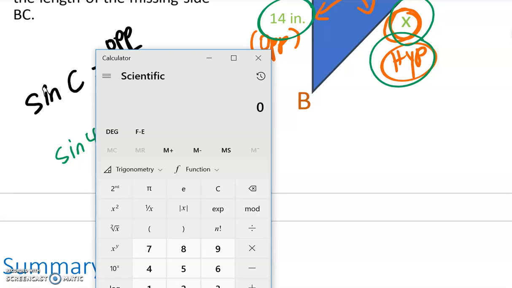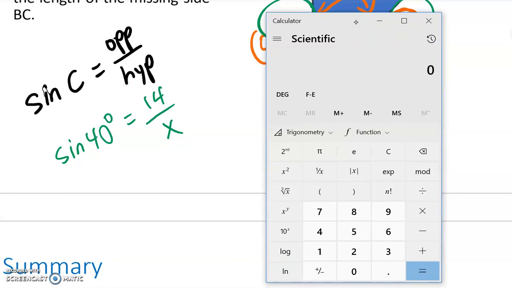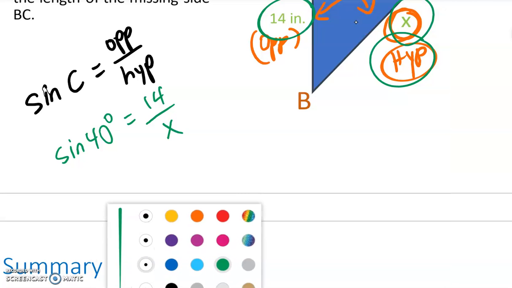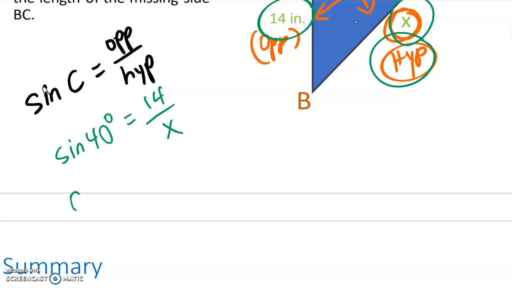The sine of 40 degrees is a funky decimal number that your calculator has memorized. So I'm just going to take my calculator and type in the sine of 40 degrees. In this case, we are going to round our decimal to 5 places. So I'm going to say 0.64279, because that's what it rounds to correctly. So 0.64279, that's the decimal that I got, is equal to 14 over x.